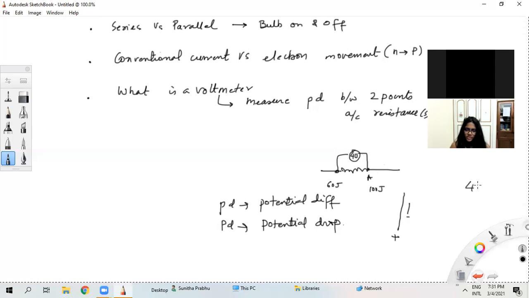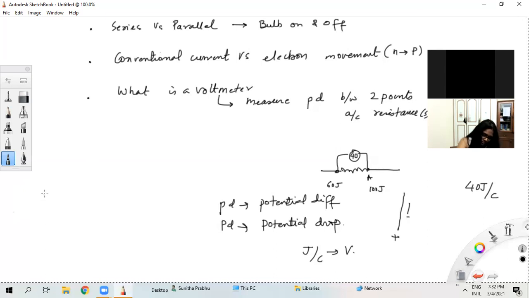Actually it is 40 joules per coulomb. If one coulomb of charge is going across the resistance, 40 joules per coulomb is nothing but 40 volts. Joule per coulomb is actually volt. So this is what we discussed about potential drop.